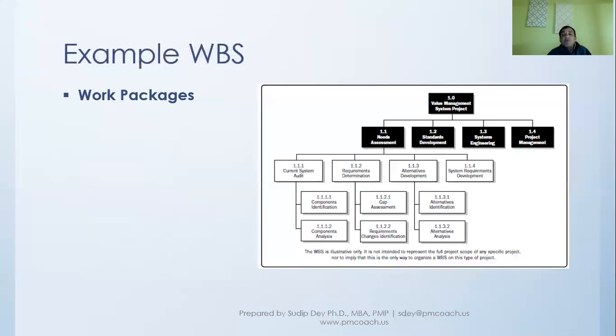Basically, we have divided it into 3 levels till we have arrived at the lowest level component, which is what we call the work package. Similarly, we can do this for the others, 1.2, 1.3, 1.4. So this is how you break down deliverable by deliverable to its last component, what is called the work package.